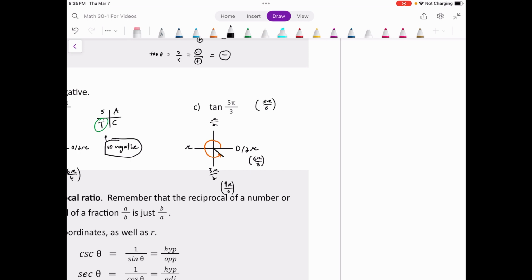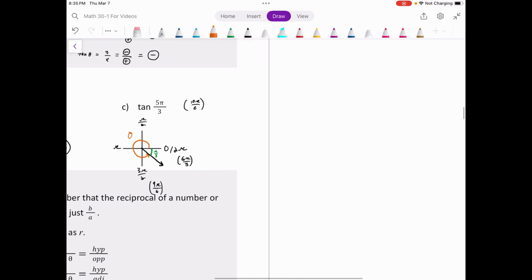our terminal arm is in quadrant 4. We can work out that our reference angle must just be pi over 3, right? 2 pi would be 6 pi over 3. We did 5 pi over 3, meaning that there was 1 more pi over 3 to go to get all the way to 2 pi. Okay, so there's our angle. But we're just concerned now with, is that positive or negative? That's all this question actually wants us to answer.